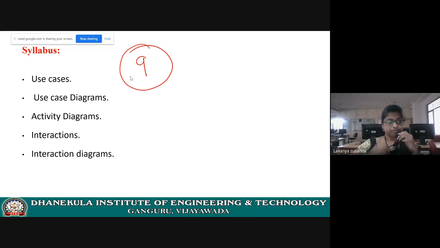Okay. See, there are 9 diagrams. What is the first diagram? List out the diagrams, students, in the chat box. Anyone? There are a total of 9 diagrams. List out the diagrams, students. These are basic questions.